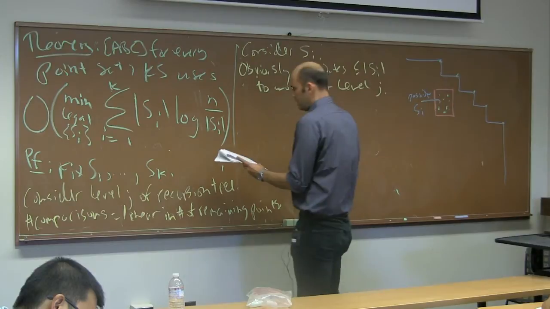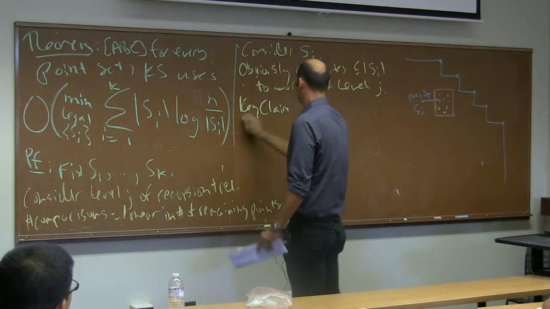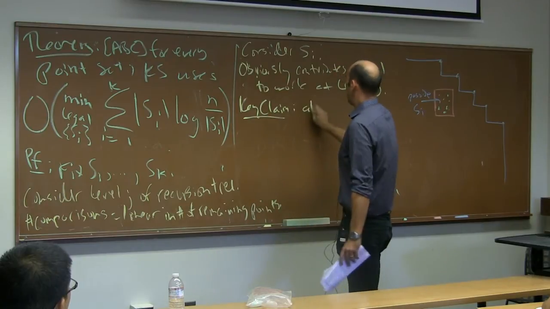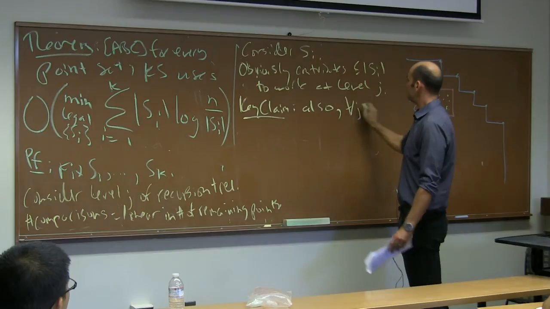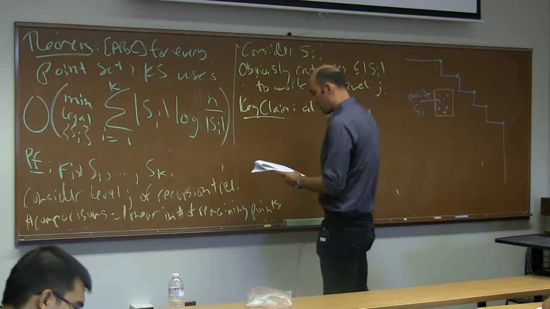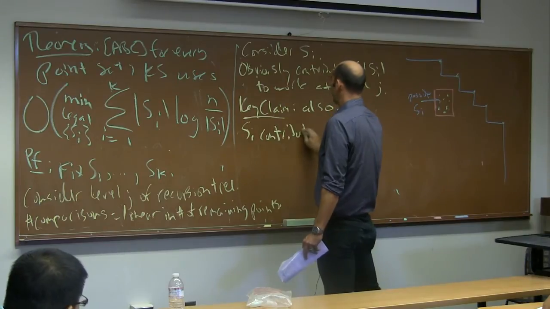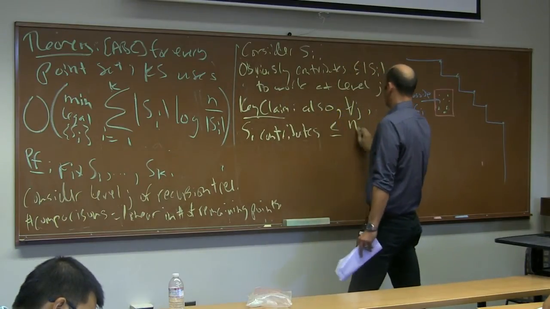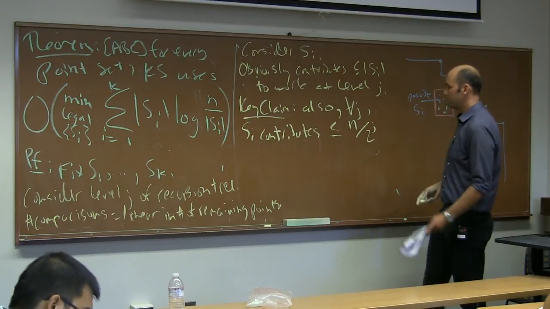Okay? And that's the key claim. Also, in addition to this trivial upper bound of just the cardinality, for all j, so for all recursion levels, the claim is S sub i contributes at most the original number of points, n over 2 to the j.